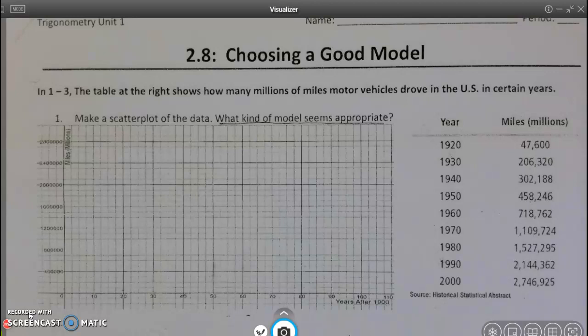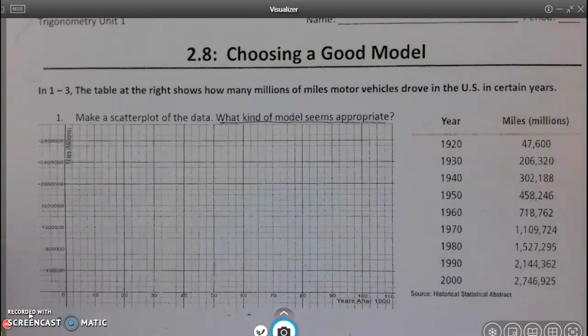People will choose things that are interesting to them. I'm not necessarily saying what I chose here was interesting, but here's a set of data that I found. It's how many millions of miles motor vehicles were driven in the U.S. in certain years. I wrote the numbers this way, but since this is in millions of miles, the actual number of miles, you would take each of these numbers and multiply it by a million. But we're going to use these numbers when we enter it into our calculator. And the years I have listed here.